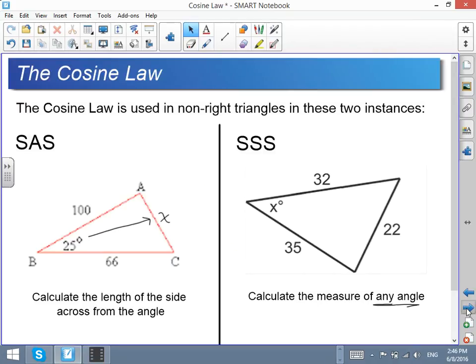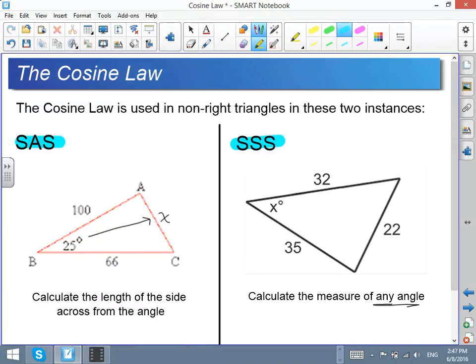Now that you've sorted out what is and what isn't, what is it that we're going to do with triangles that can't use the sine law? Well, we're going to use what's called the cosine law. Here are two scenarios: triple S and SAS. Under these situations, you can use the cosine law.